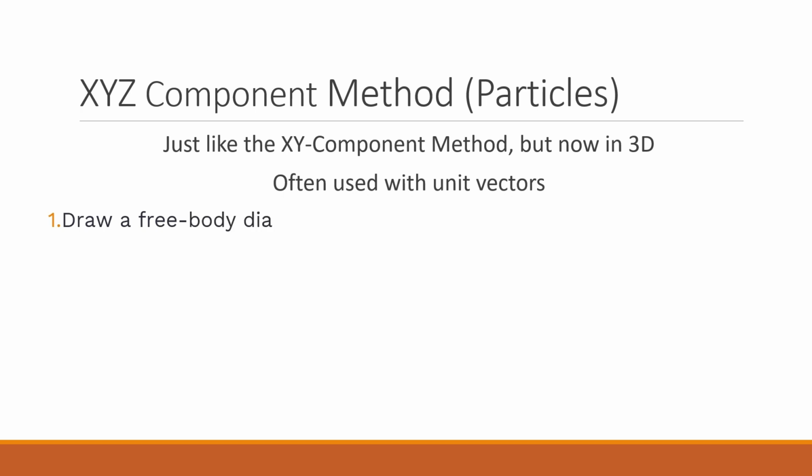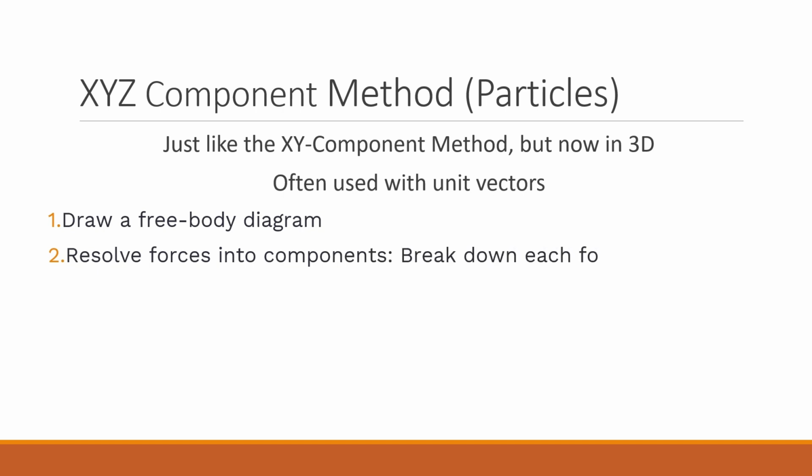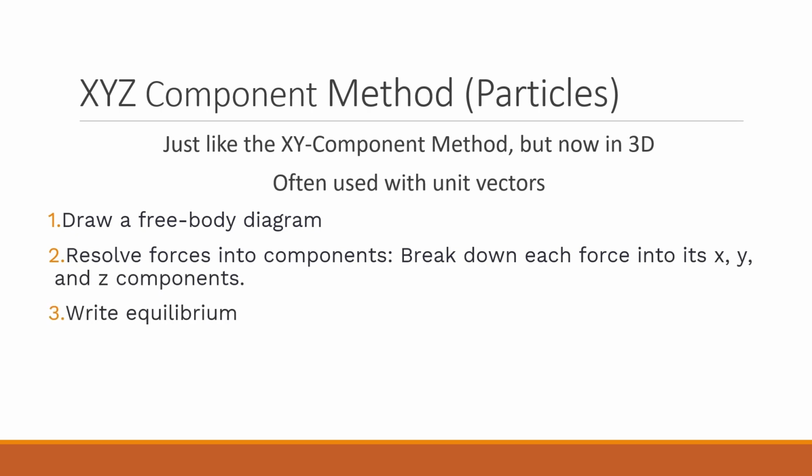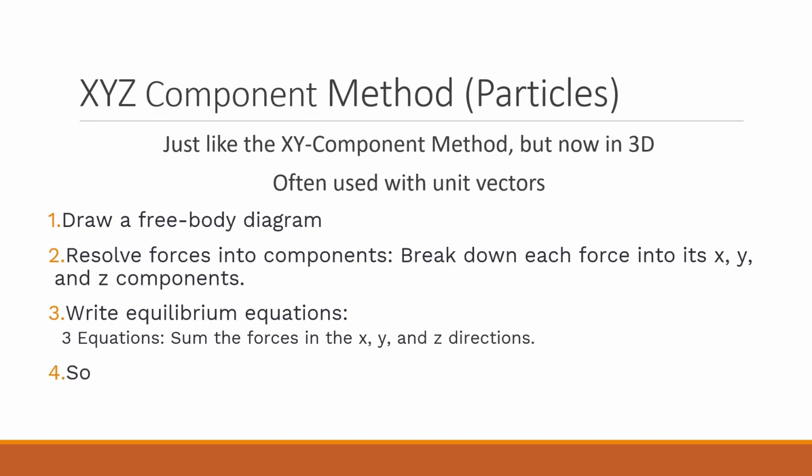First step is to draw a free body diagram. The second is to resolve the forces into their components, meaning to break each force down into its X, Y, and Z components. Then we'll write our equilibrium equations. In the XYZ component method for particles, we will have three equations. That would be the sum of the forces in X, Y, and Z direction. The last thing you're going to do is solve for your unknown values.